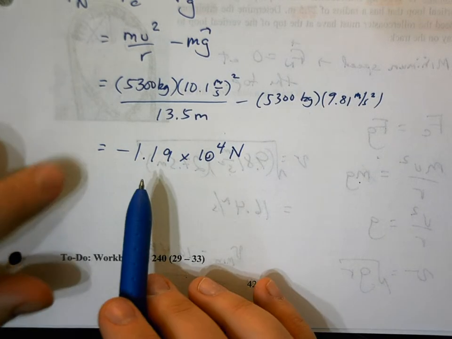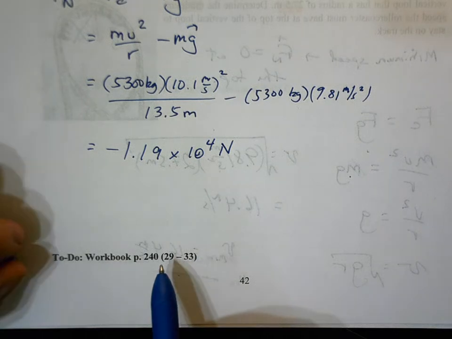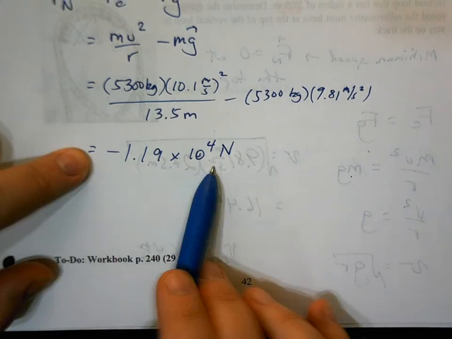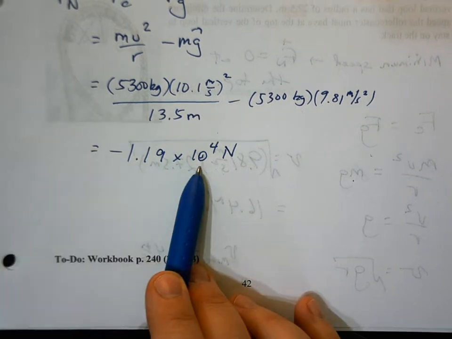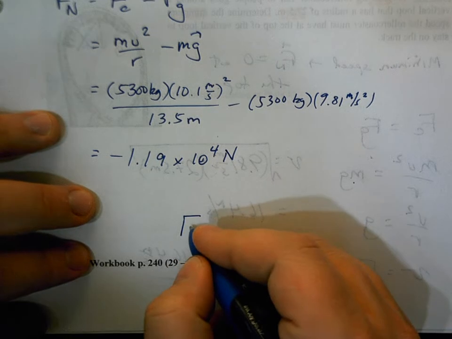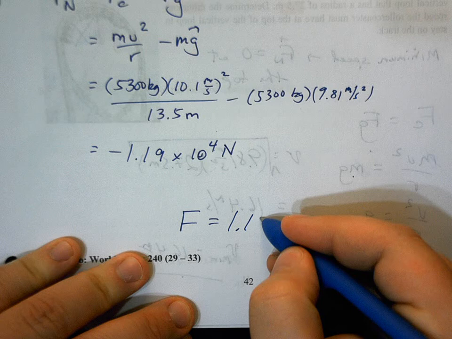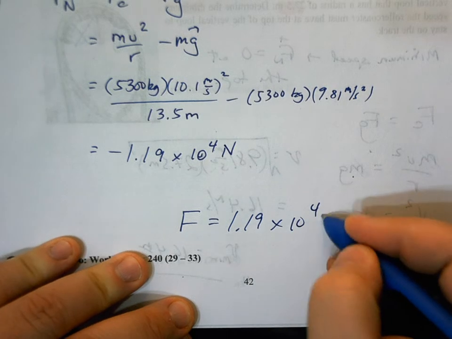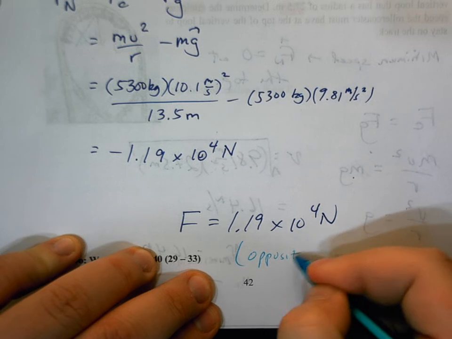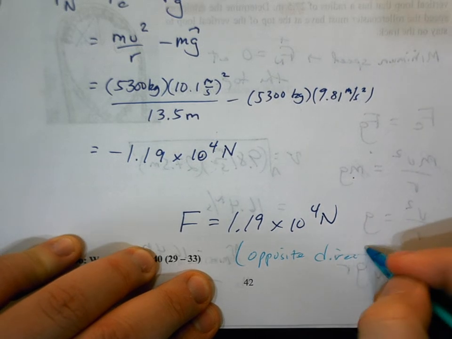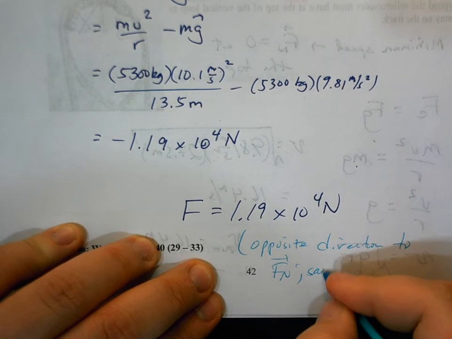So when we talk about the force that the track has to withstand, we just want the negative of the normal force. So it's going to be this same force in opposite direction. So it'd be the positive of this, which we know is towards the center of the circle. So the magnitude that this track has to withstand is going to be that 1.19 times 10 to the 4 newtons, which as we said is opposite direction to Fn, but same magnitude.